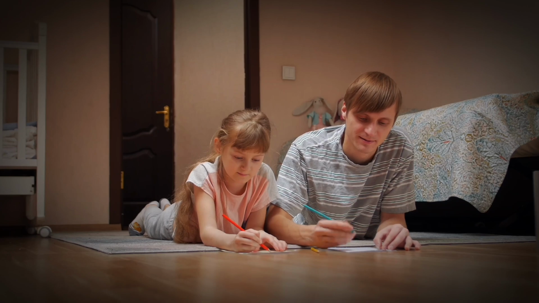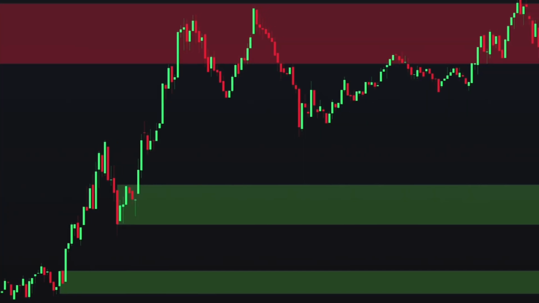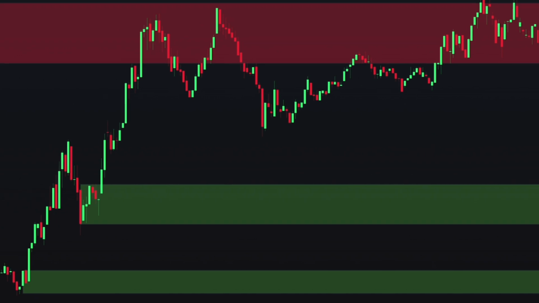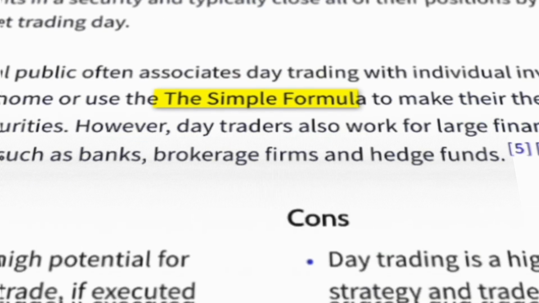Pretty simple. So that's the easy part. The easy part is drawing the areas, but something very important, not all of these areas that we draw are going to be good areas. Actually, most of them are going to be invalid areas. This is how you differentiate a valid area from an invalid one. But before that, let me tell you about the simple formula.